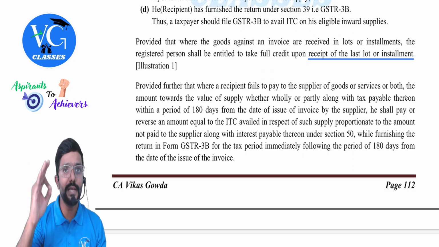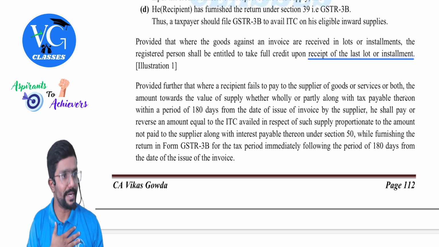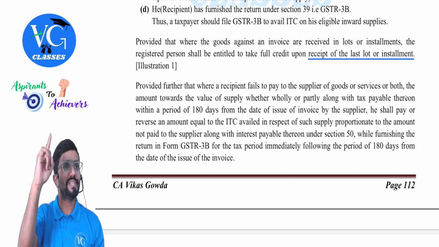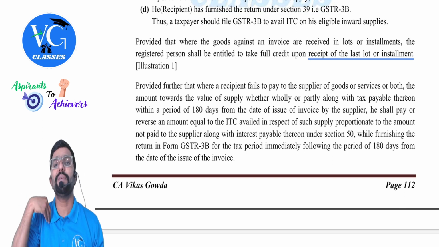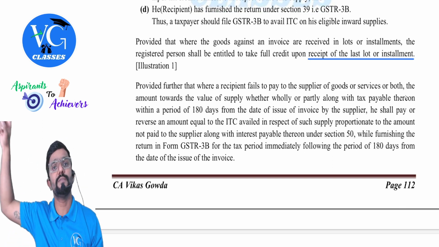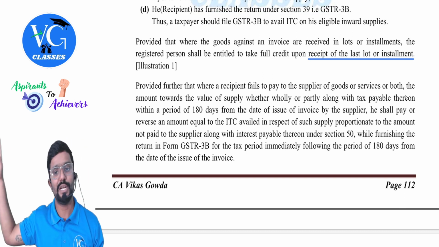But in the exam, if there is any question where they are told goods are received in lot, please assume one single invoice is issued. One single invoice is issued. So in that case, when recipient can claim the credit? Only when he receives the last lot. Only when he receives the last lot, guys.